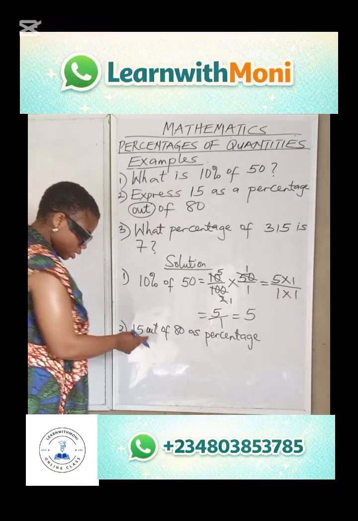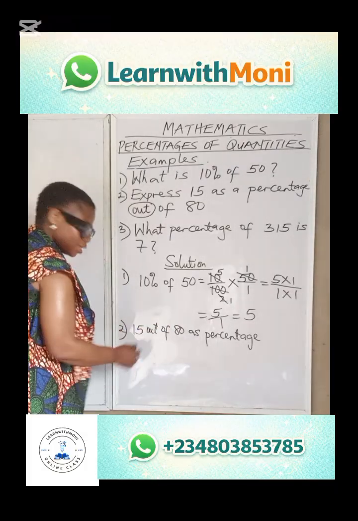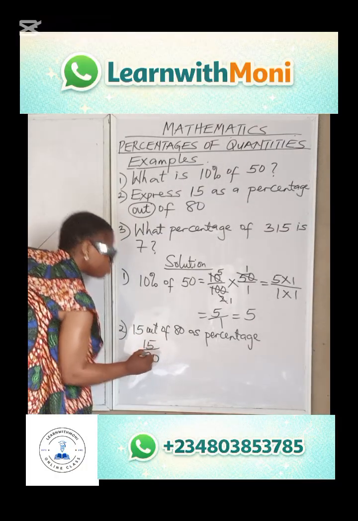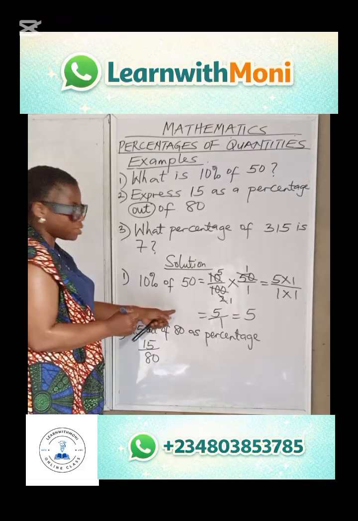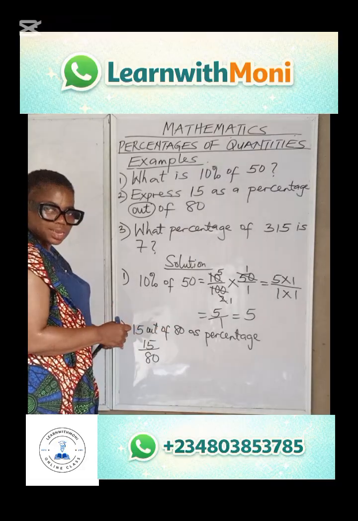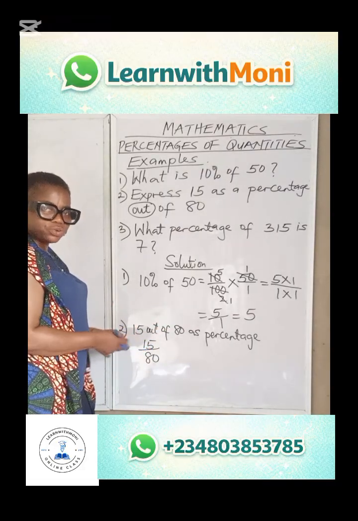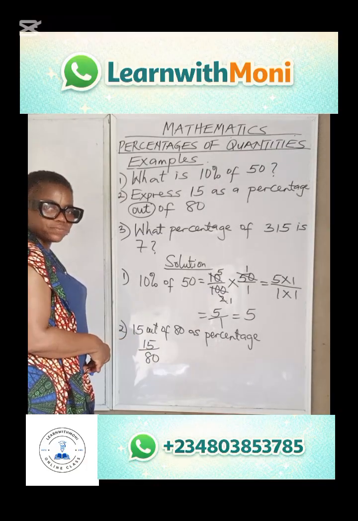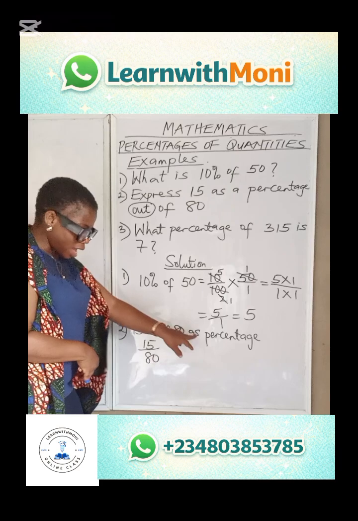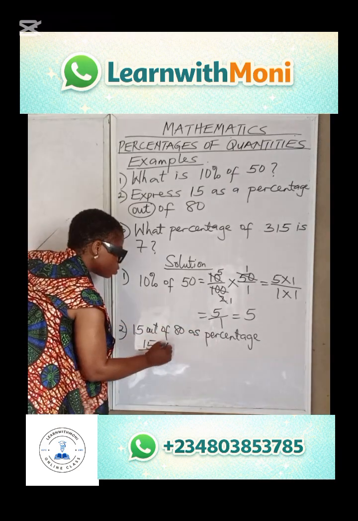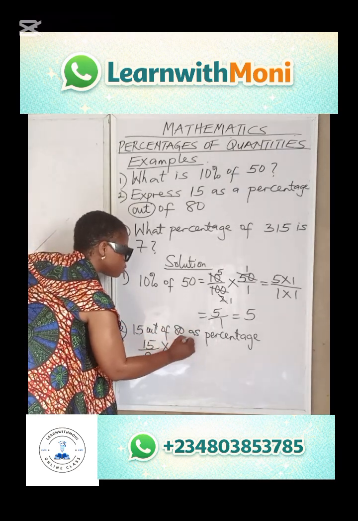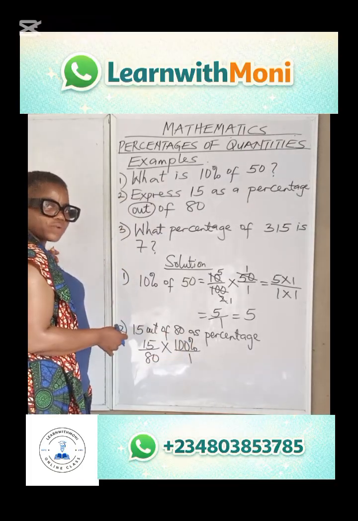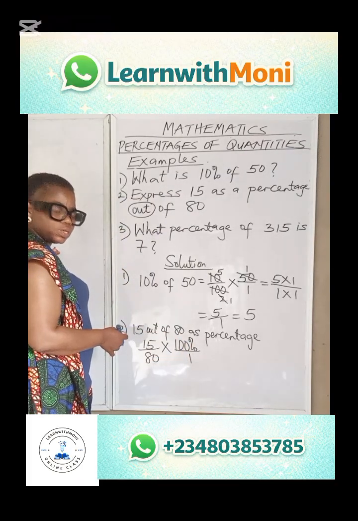So let's do it. 15 out of 80, that means 15 over 80. It's just like you gave somebody 80 questions to answer and the person scores 15. That is 15 out of 80. How do you record such a mark? You write it as 15 over 80. Now, as a percentage, you multiply it by 100% over 1. Then we look out for common factors to divide.